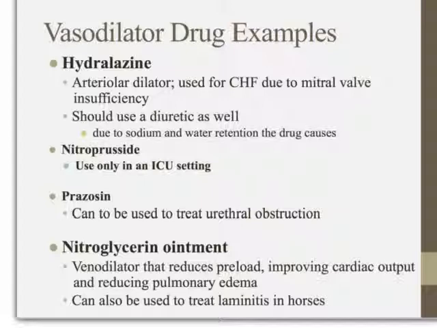We use this topically. The onset is 1 hour, and the duration of action is 2 to 12 hours. You need to store it in an airtight container. The injectable solution absorbs into plastic tubing, so we want to be aware of that, and it can cause severe hypotension and skin irritations. The thing about nitroglycerin ointment is it can also be used to treat laminitis in horses.